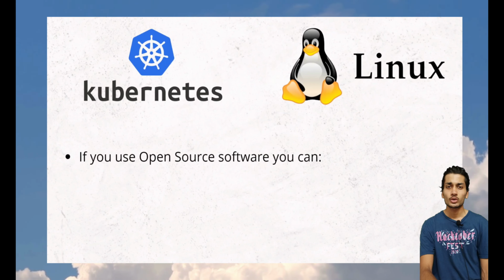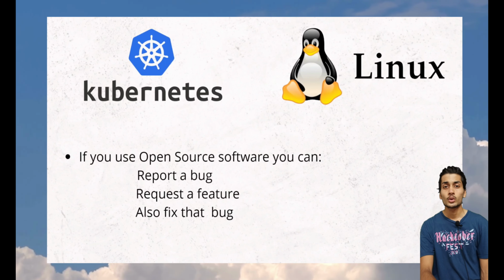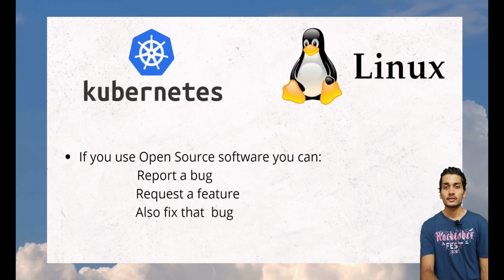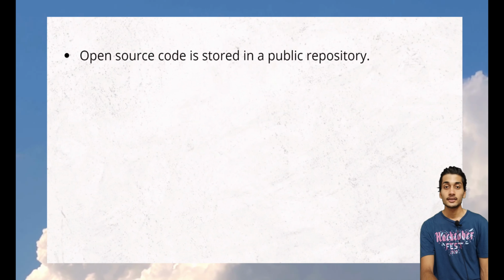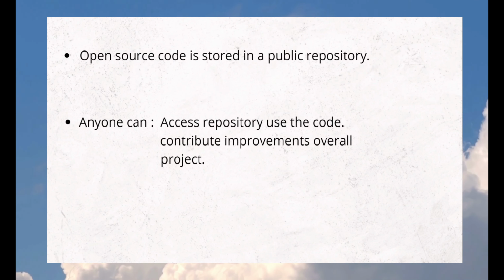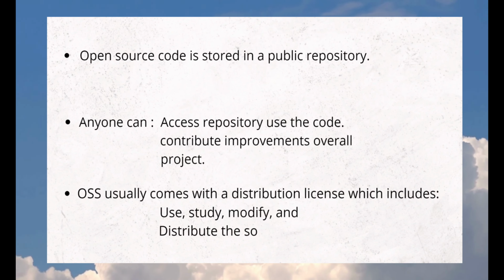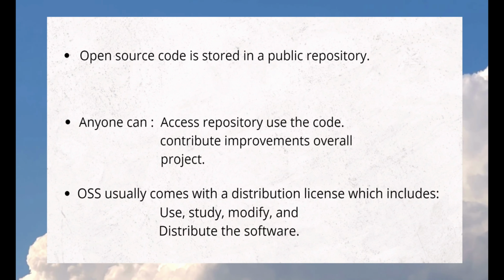If you use open source software, you can not only report a bug or request a feature, but you can also fix that bug or implement that feature. Open source code is usually stored in a public repository and shared publicly. Anyone can access the repository to use the code independently or contribute improvements to the design and functionality of the overall project. Open source software usually comes with a distribution license. This license includes terms that define how developers can use, study, modify, and most importantly, distribute the software.